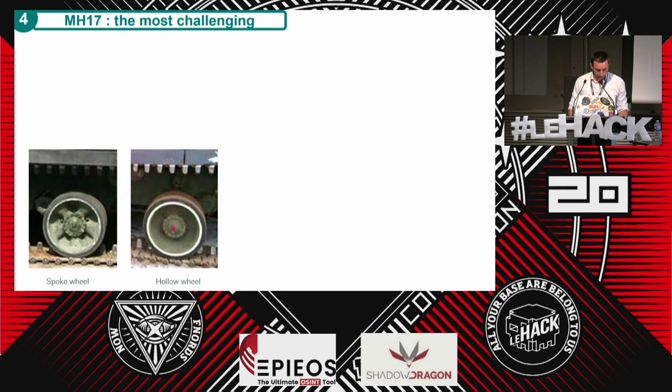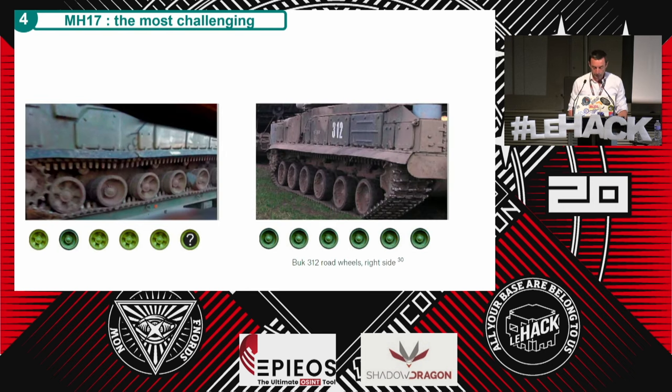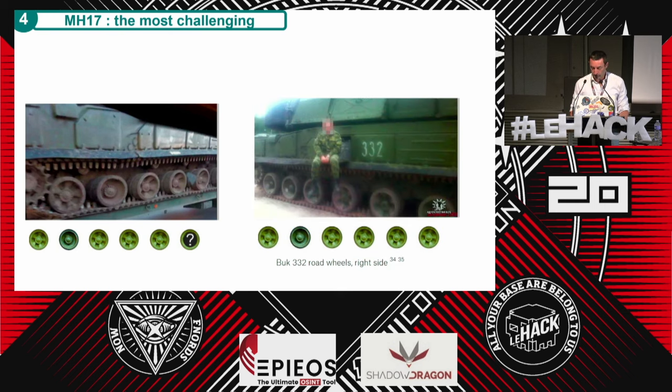So you can identify details. For example, you have two kinds of wheels on those Buk missiles. For example, it can be spoke or hollow. So the bad one, the one we know that shot, we see exactly what was the path. And we can compare it. The 312, the 322, doesn't fit, and the 332, it fits.